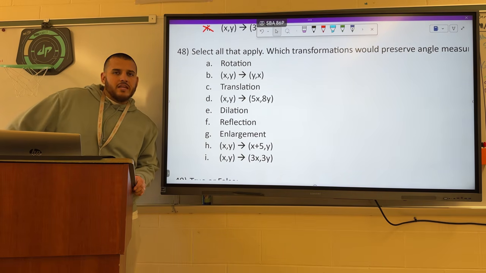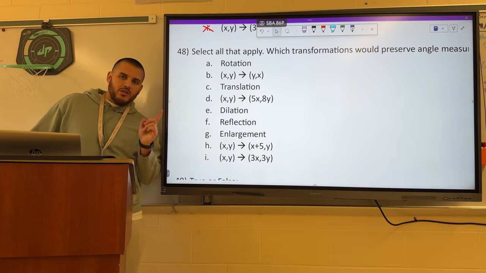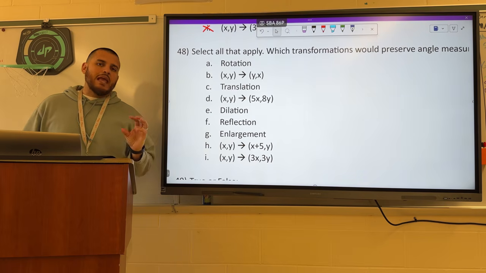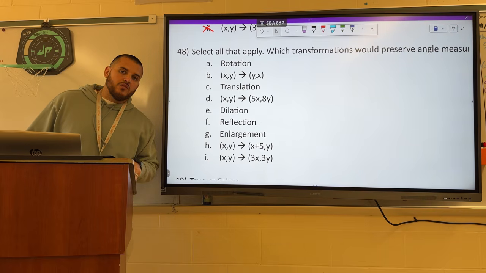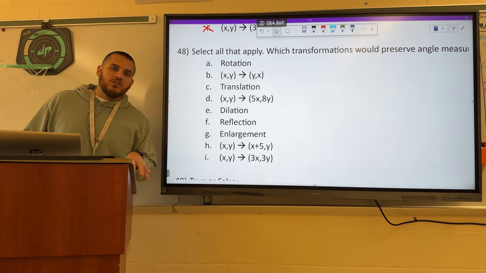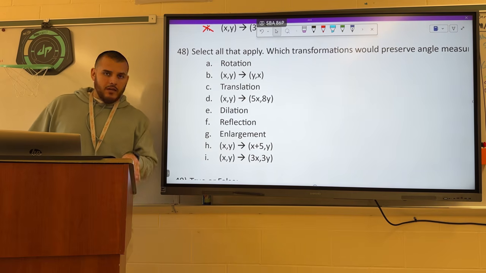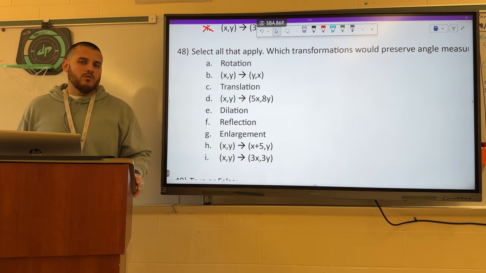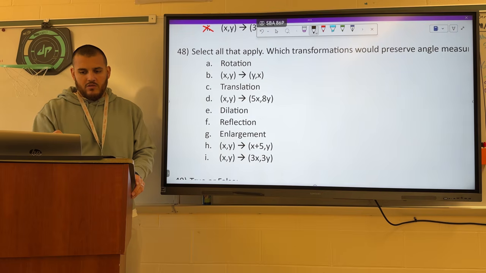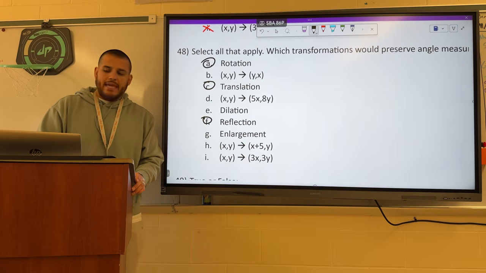In example 48, it's almost the same question. This time, though, we're asked about angle measures. So which of these transformations will keep angles the same amount of degrees? Well, again, rigid transformations do not change our shape. They just move them somewhere else. The shape remains congruent. The angles included would be congruent. So remember, that's translations, reflections, and rotations. And again, we just have those. Rotation, reflection, translation. Those are all going to preserve angle measure.